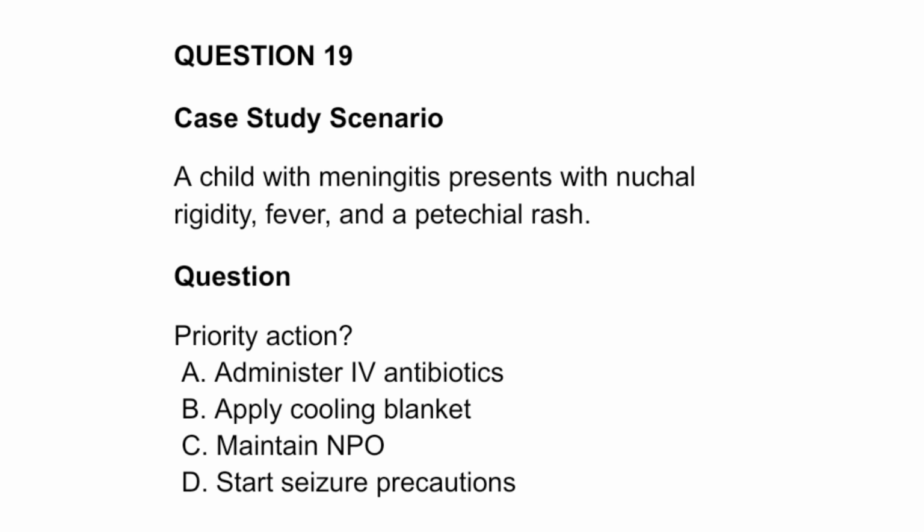Question 19. Case study scenario. A child with meningitis presents with nuchal rigidity, fever, and a petechial rash. Question: priority action. A. Administer IV antibiotics. B. Apply cooling blanket. C. Maintain NPO. D. Start seizure precautions.